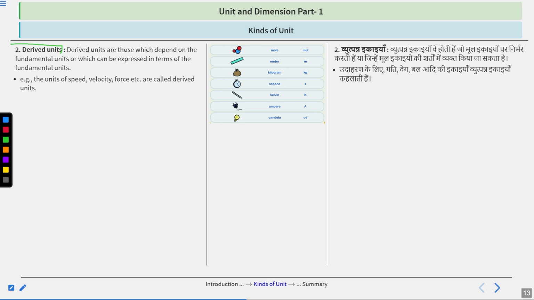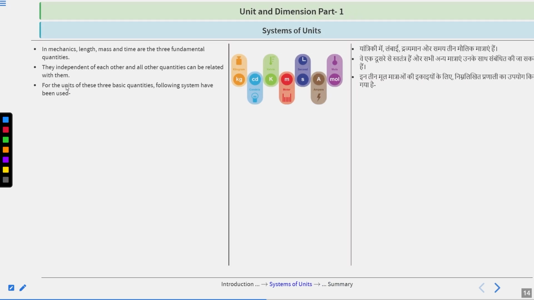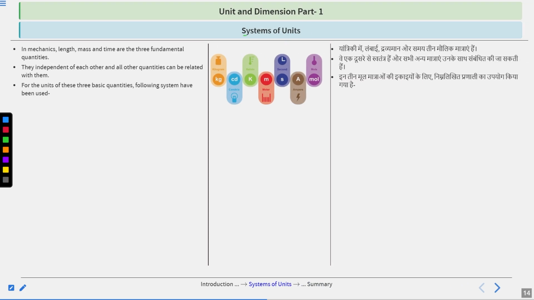Now the derived units. Derived units are those which actually depend on the fundamental units or which could be expressed in terms of the fundamental units. Like you can say derived units have a dependency or expression in terms of the fundamental units. Like speed could be related with time, velocity could be related with time, force, etc. These are called the derived units because they could be expressed in terms of, or have a dependency on, the fundamental or basic units.